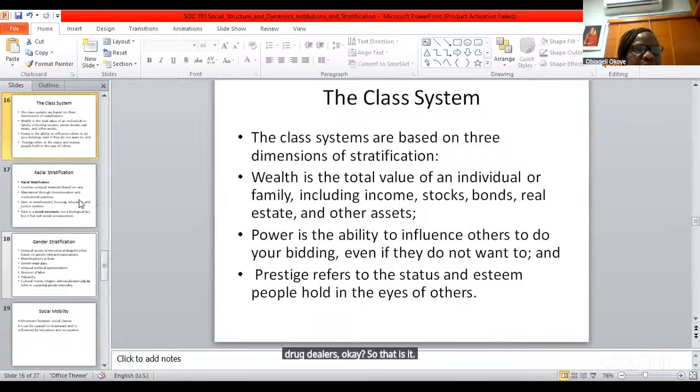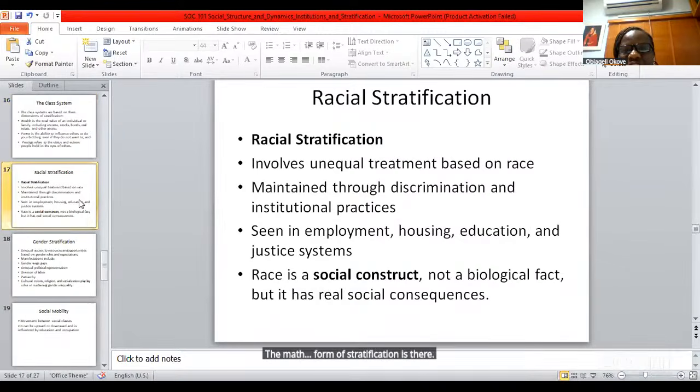The next form of stratification is racial stratification. And this involves the unequal treatment of people based on their race. And this is maintained through discrimination and institutional practices. Okay, this was predominant before the independence, before the blacks gained their independence. Though now we still experience racial discrimination, it is subtle, unlike how it used to be in the past before the independence.